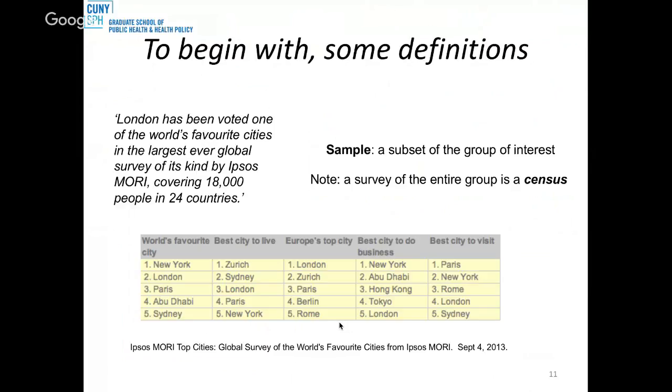Just as a note, when we do survey the entire population, this is called a census. We have one coming up in a couple of years in the US. And one more definition here, one single observation in that sample, we tend to call that a record.